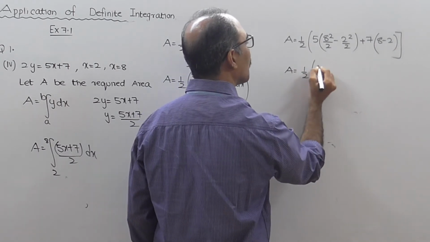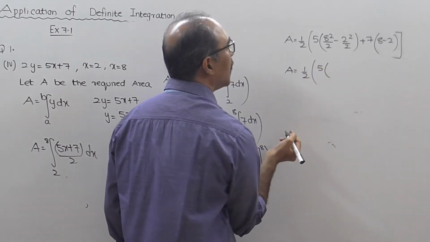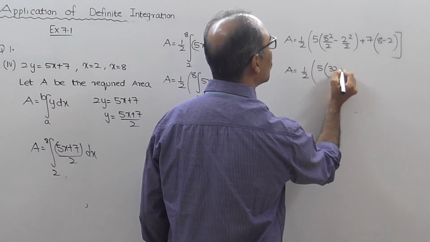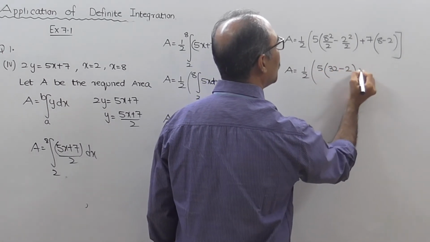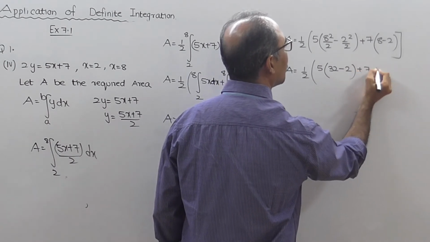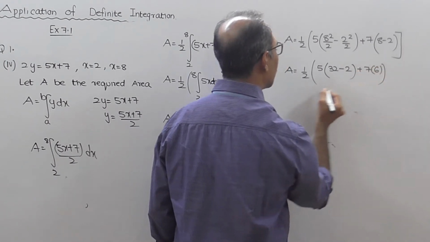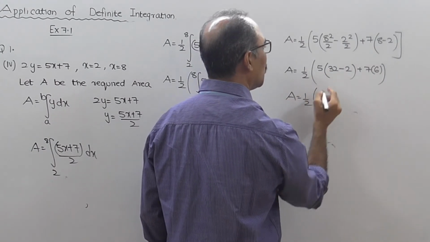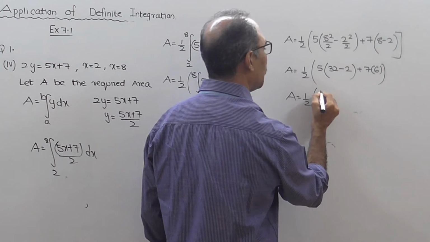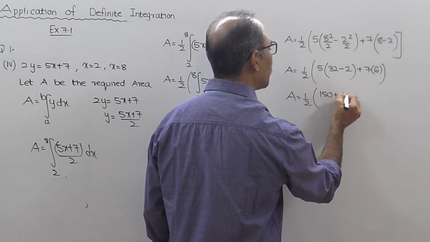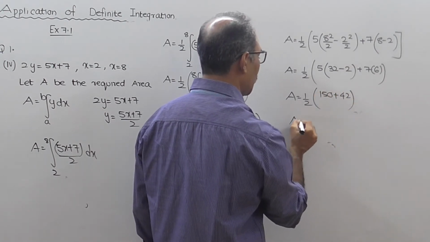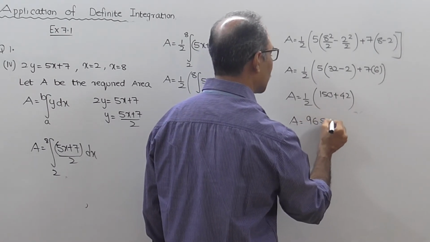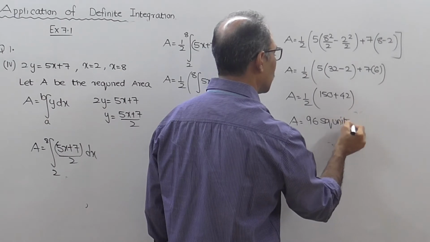half, 5, 8 square is 64, 64 upon 2 will give you 32, 2 square upon 2 will give you 2, plus 7, 8 minus 2 will give you 6. So my A will be equal to half, 32 minus 2 is 30, 30 into 5 is 150, 7 into 6 is 42. So I think this is 192, 192 upon 2 will be 96 square units.